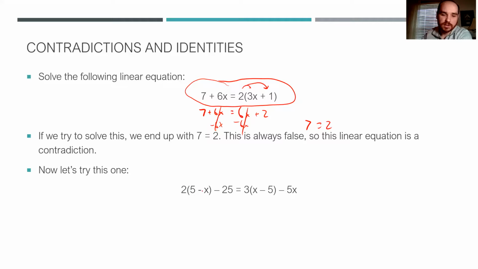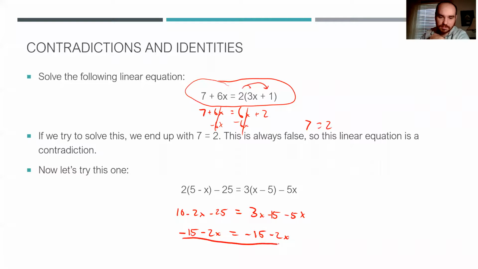The opposite, the identities version. So this is 2 times 5 minus x minus 25 equals 3 times x minus 5 minus 5x. If we solve this out, we get 10 minus 2x minus 25 equals 3x minus 15 minus 5x. We simplify both sides. 10 minus 25 is negative 15 minus 2x. equals, and then we've got 3x minus 5x, that's minus 2x. This is negative 15, so negative 15 minus 2x.